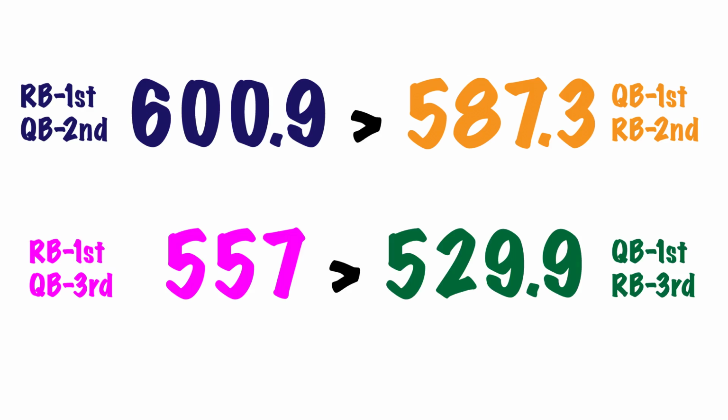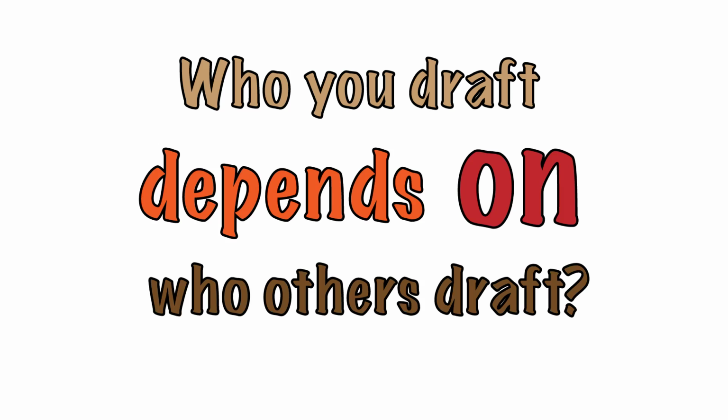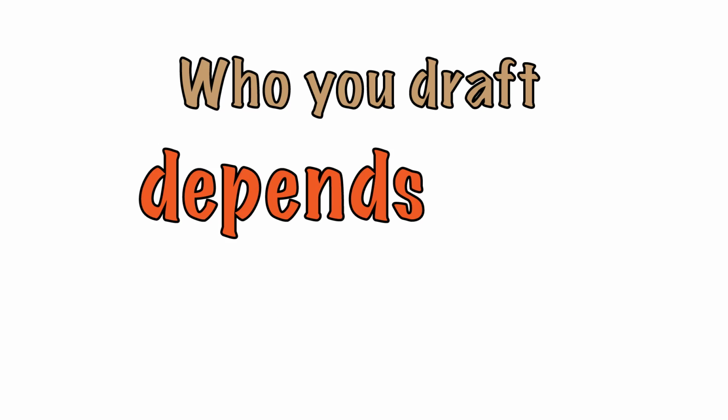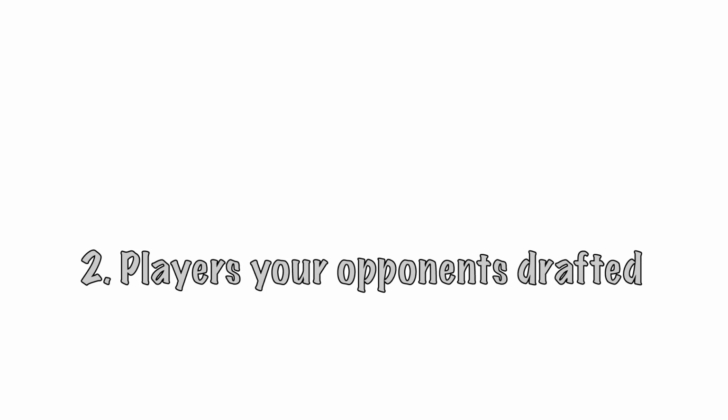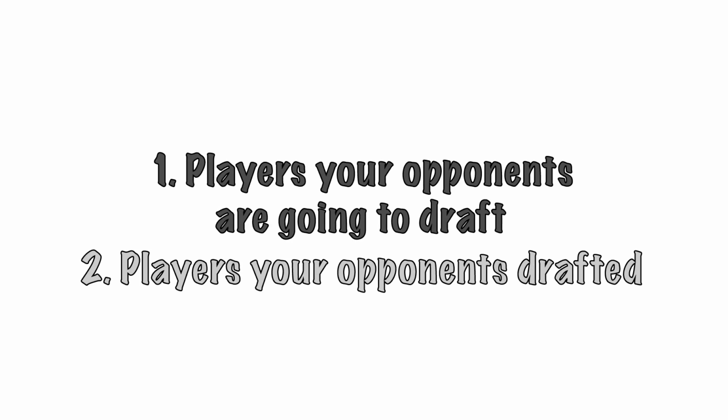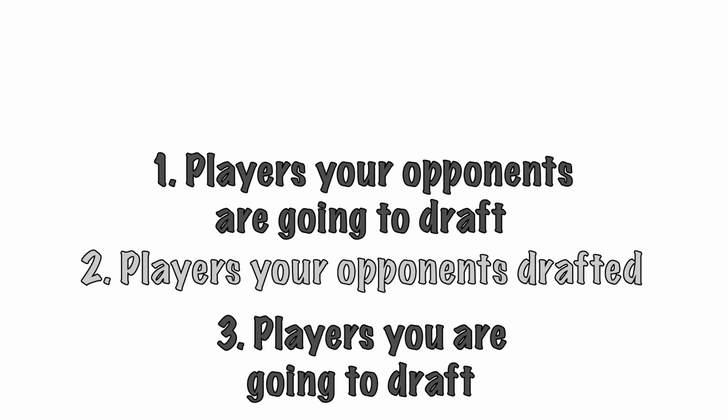So with this proof, not only is it not smart to draft a quarterback in the first round, but it's also not smart to draft a quarterback in any of the early rounds. So does this mean that who you draft fully depends on who the other drafters take? Even though you may deny it, the answer is always yes. You need to understand the players your opponents drafted as well as the players they're gonna draft before you can understand who you're gonna draft.